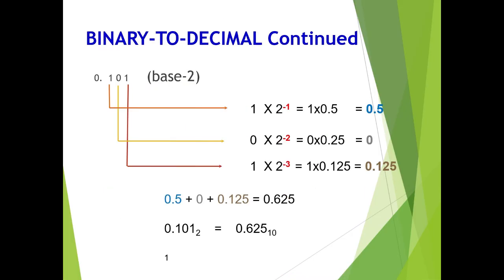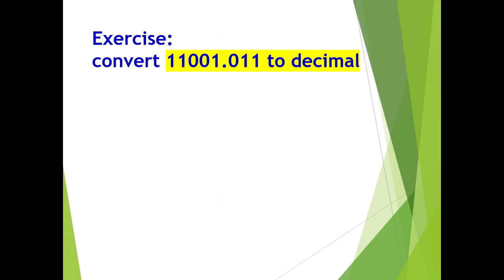If we have a fraction number, then the weights are negative powers. So we will be having 2 power minus 1, 2 power minus 2 and 2 power minus 3. For example, 0.101 means 1 into 2 power minus 1. So it is 1 into 0.5, so it is 0.5. 0 into anything is 0. Then 2 power minus 3 is 0.125. So 0.5 plus 0.125, so it is 0.625. Like that, we have to convert a binary number into a decimal number.